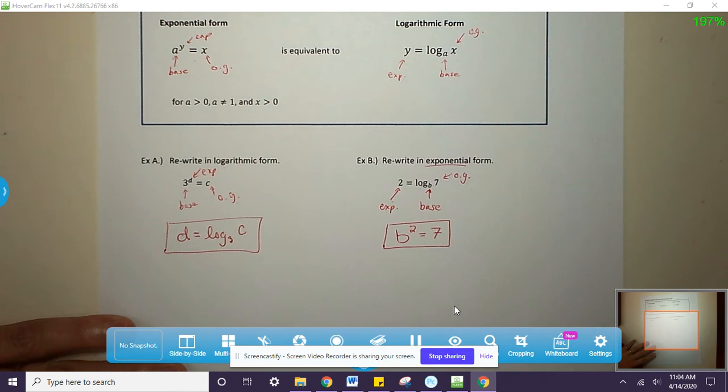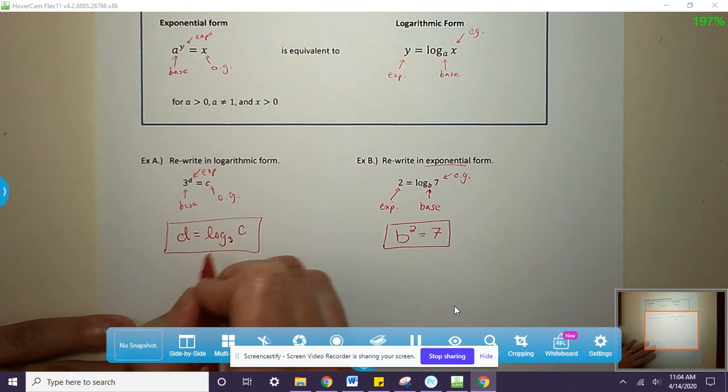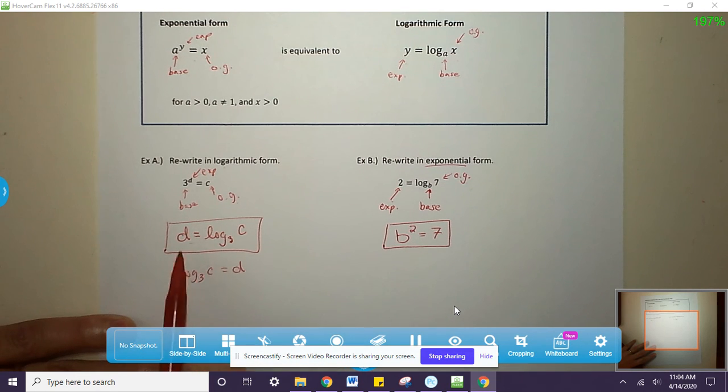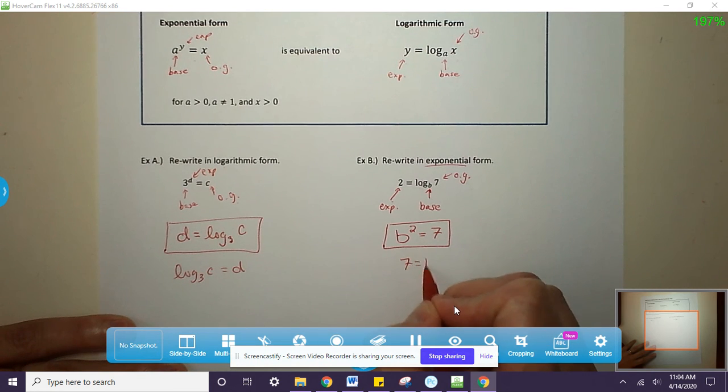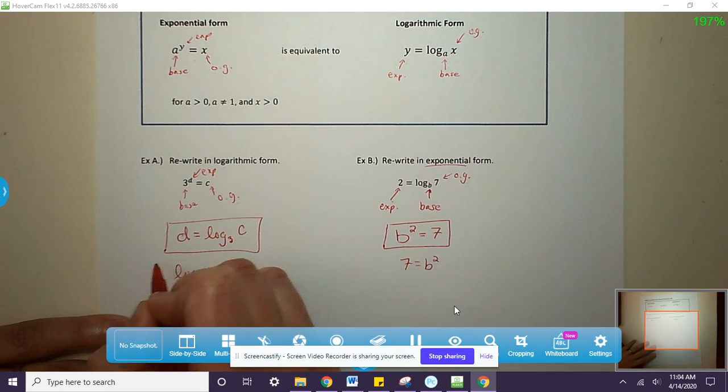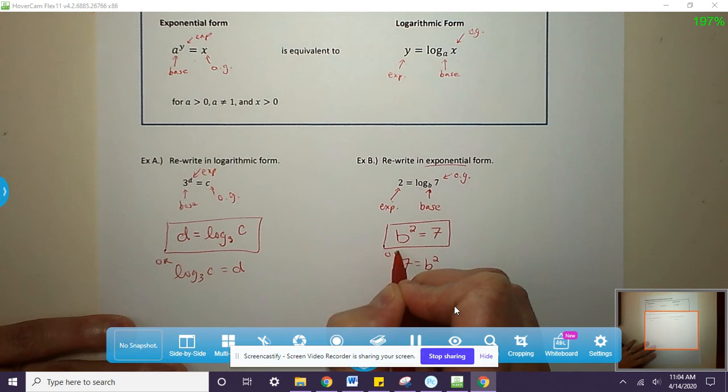Hope that helped. One last note, the two sides are interchangeable. So that's why in my answer key, I show that you can also have log base 3 of c equal to d. And over here, you could have 7 equals b squared. So the two sides are interchangeable once you have it written.